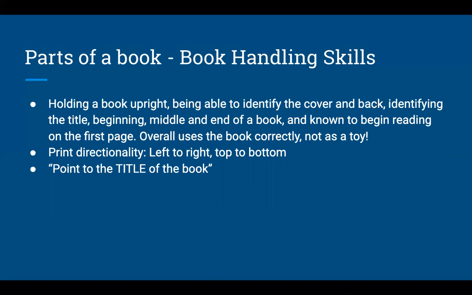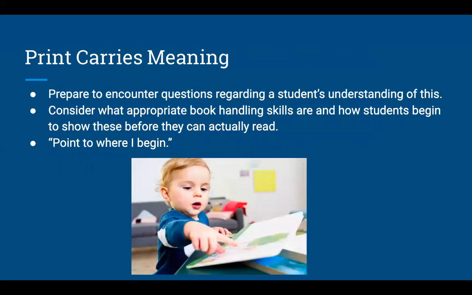And they'll start to understand print directionality. So that's where we read left to right, top to bottom of a page, and then the direction of reading print again. So when you get to the bottom of a page, you're moving to the top of the other page. So an example of a skill that a student would be able to do is point to the title of the book.